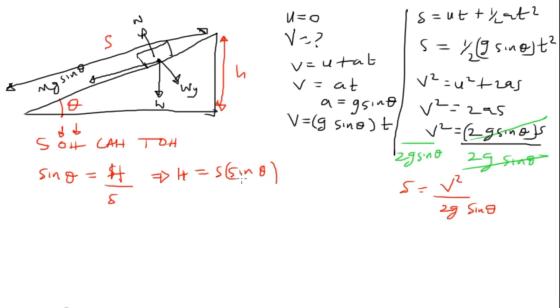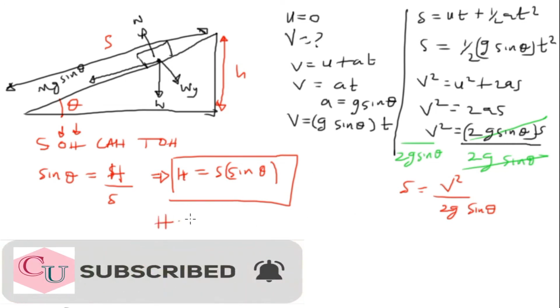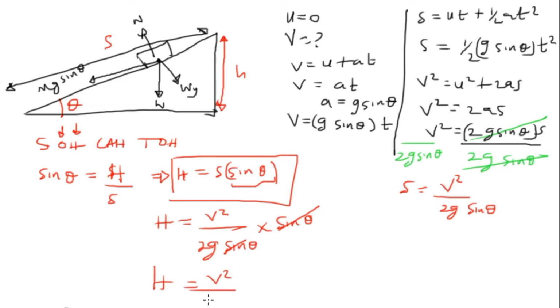So you can actually use this formula to solve. But recall that s is equal to v squared upon 2g sine theta, so that h can also be given as v squared upon 2g sine theta, multiplied by sine of theta. So sine of theta cancels sine of theta, so that v squared upon 2g can be used as the formula to find the vertical height from which the object falls.